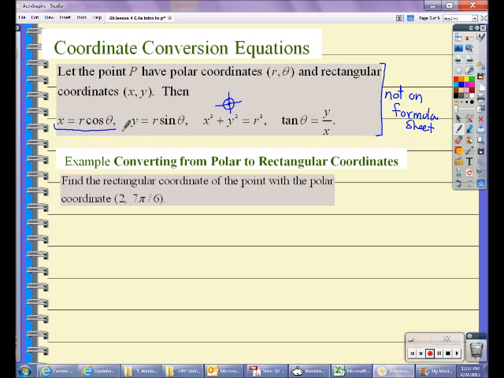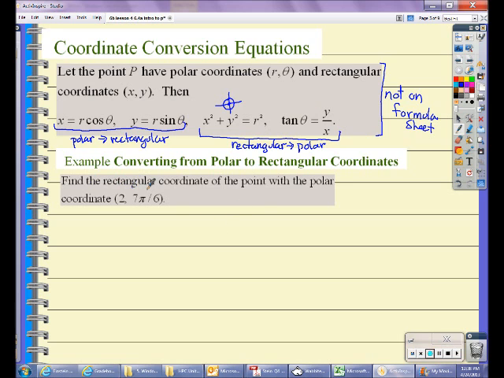If you're looking for x, y, and you know r and theta, that means you're going polar to rectangular. And those are the two formulas you'll need. If you know x and y, and you're trying to find r and theta, that means you're going from rectangular to polar, and these are the two equations that you need right here. So let's do two examples together and one on your own.